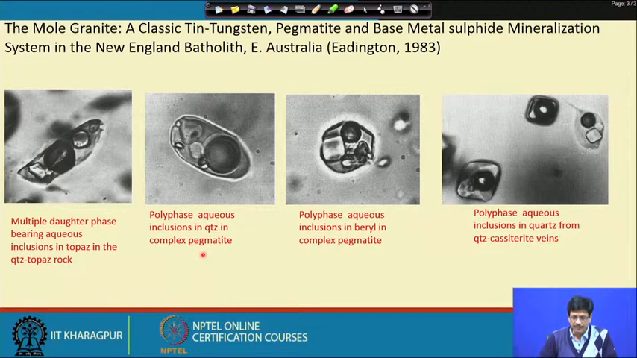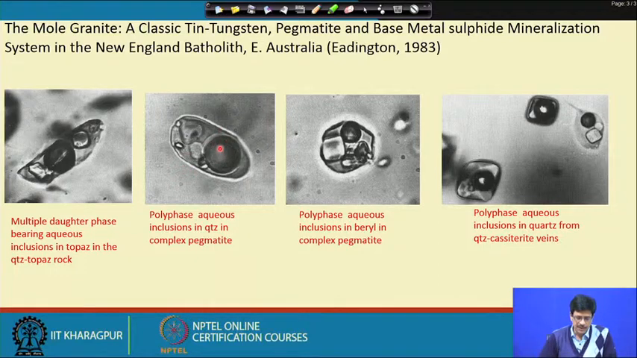So, this is just for our own visualization, that whenever we say that the fluid was of very high salinity, it definitely means this fluid must have been manifested in the form of polyphase or halite or even more than one daughter crystal bearing inclusions, as shown here. This is a diagram of the multiple daughter phase bearing aqueous inclusions in topaz from the quartz-topaz rock, representing very high temperature and very high salinity.